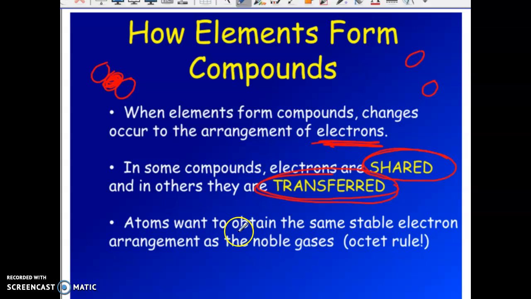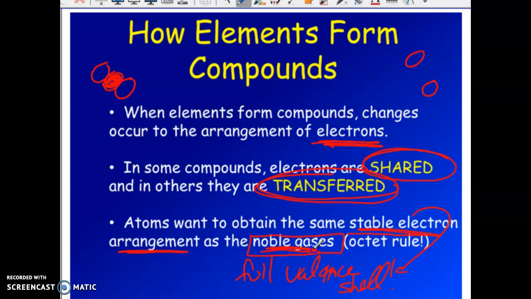Atoms want to obtain a stable electron configuration. So what that means is they want to have a full valence shell. So remember, the outside electrons are called valence electrons because they're on the valence shell or valence energy level. And essentially what the atoms would like to do is either gain electrons to make that last orbit full, or lose electrons so that the orbit that's underneath is now full. So essentially they want to become like the noble gases.